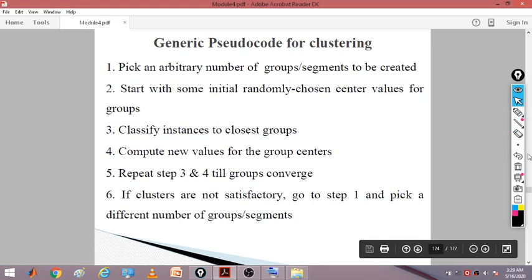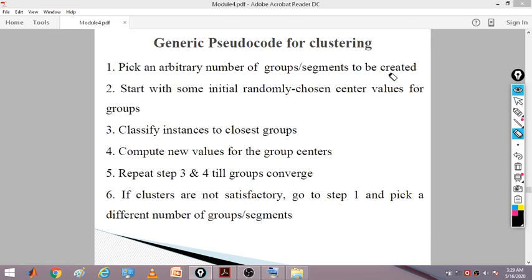Now, the general pseudocode for clustering is to pick an arbitrary number of groups or segments to be created. First, you decide k, the number of clusters you want. Then start with some randomly chosen initial center values for the groups. Now classify instances to the closest group.